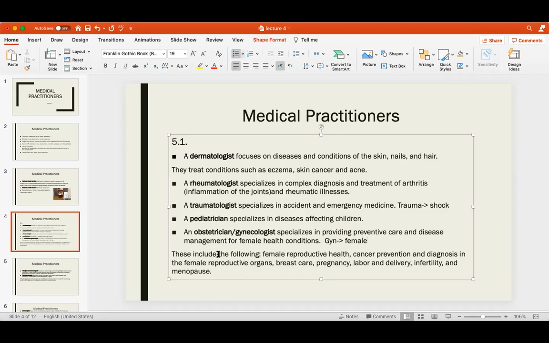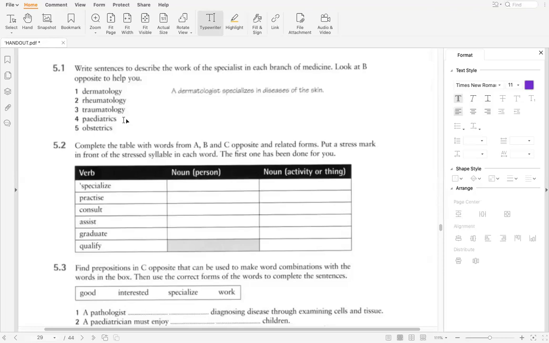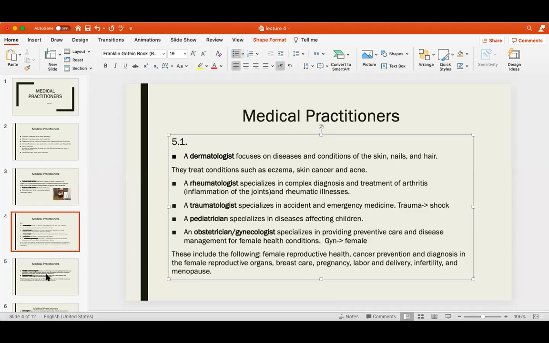What does the gynecologist or the obstetrician do? They focus on female reproductive health, cancer prevention and diagnosis in the female reproductive organs, breast cancer, pregnancy, labor and delivery, infertility, and menopause. So this is the answer of this part. Let's take some more titles of medical practitioners.